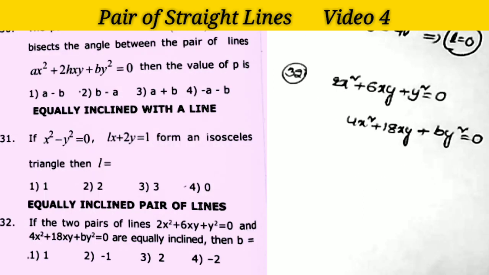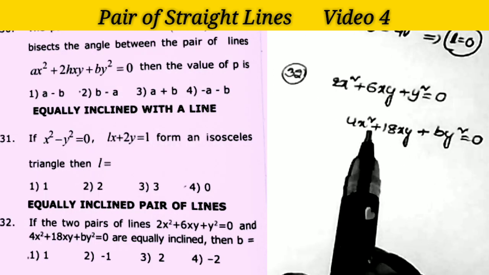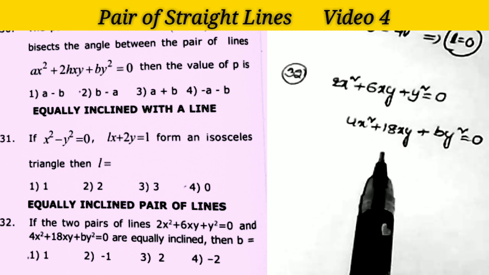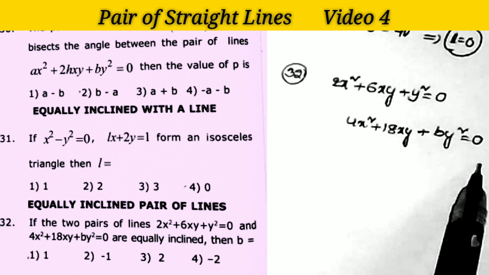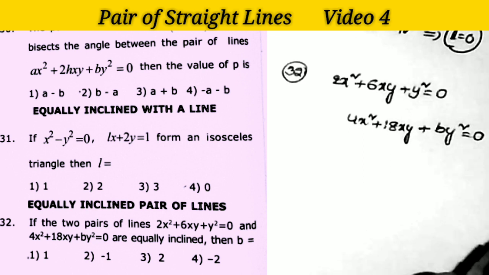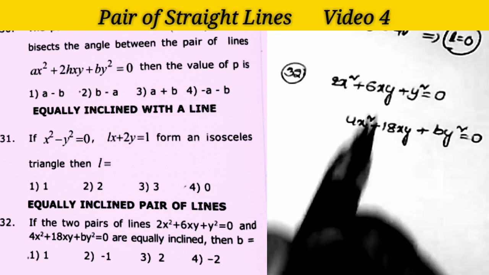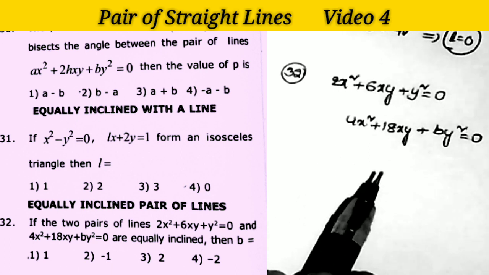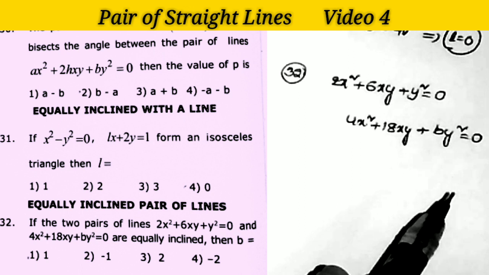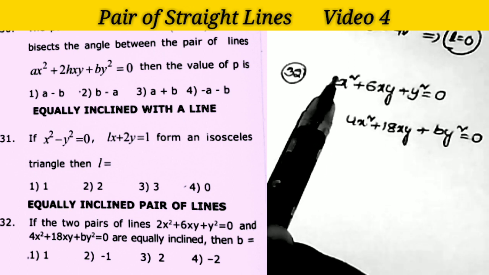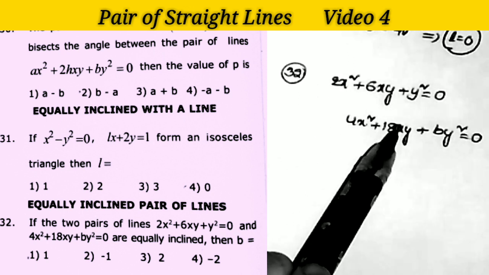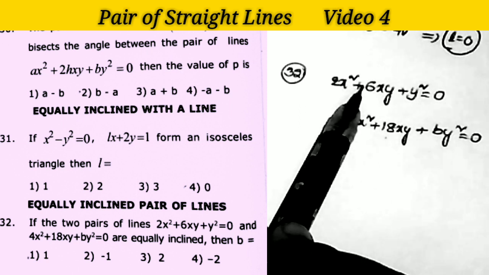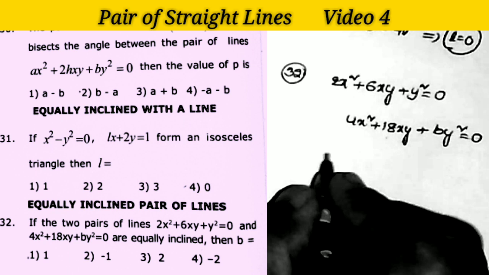Okay. Next question, sum number 32. If the two pairs of lines 2x square plus 6xy plus y square is equal to 0 and 4x square plus 18xy plus by square is equal to 0 are equally inclined, then what is the b value? Equally inclined means the two equations have the same set of angular bisectors, that is, the angular bisectors of the first equation are equal to the angular bisectors of the second equation.